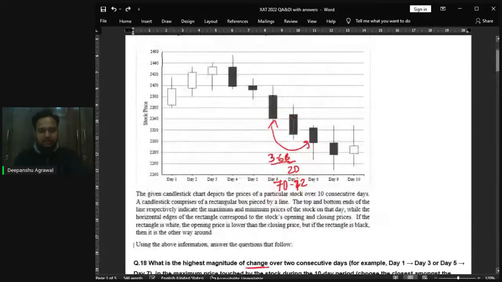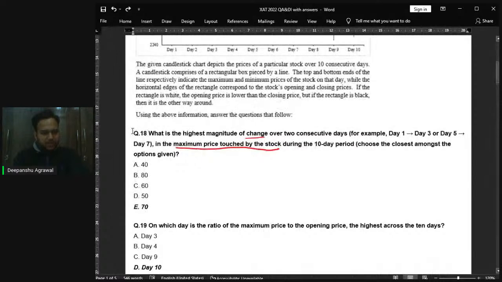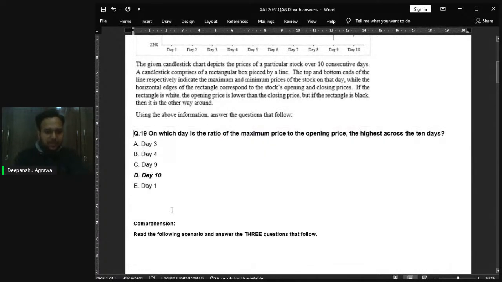Question number 18. I hope this is very much clear to all of you. Moving to the next question. I'm erasing question number 18.